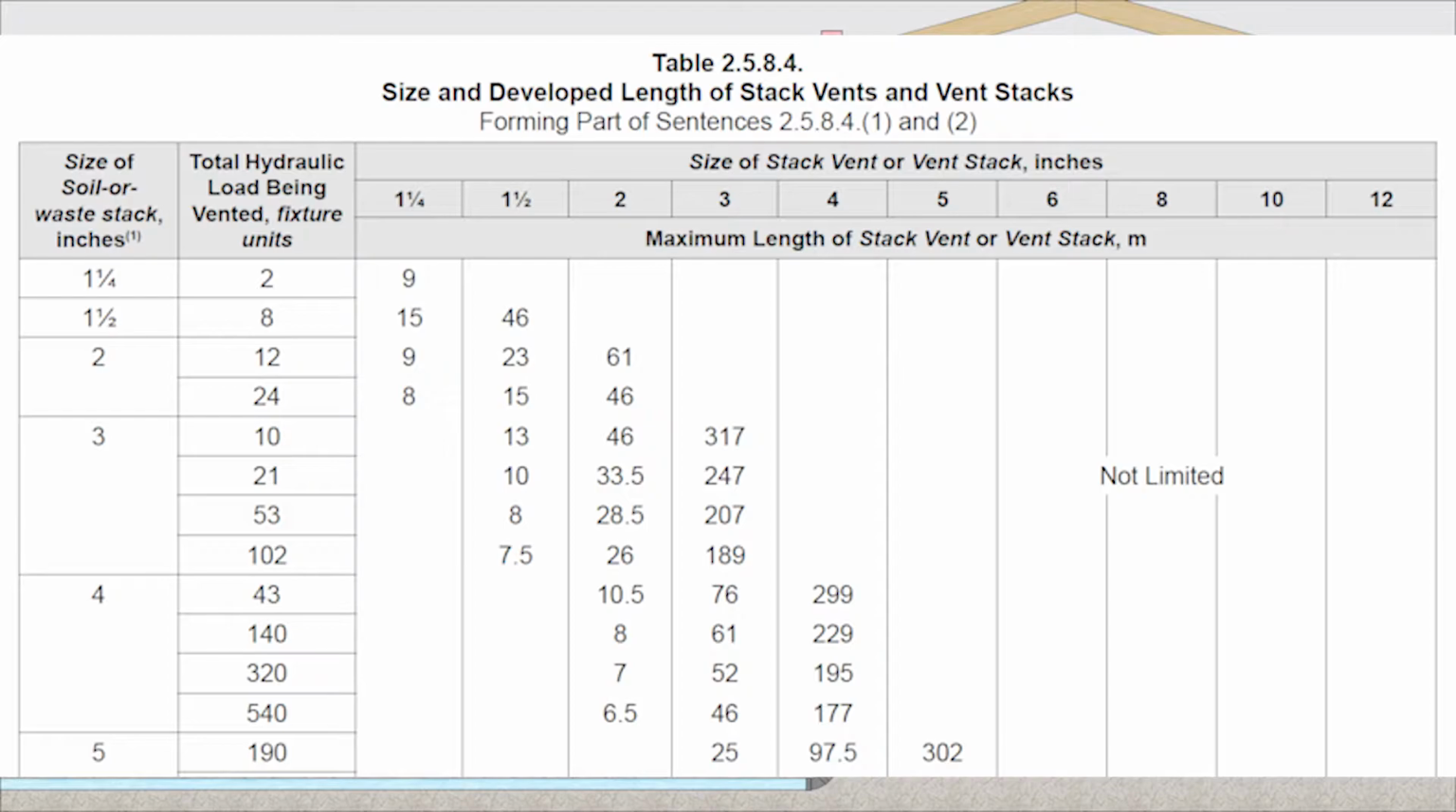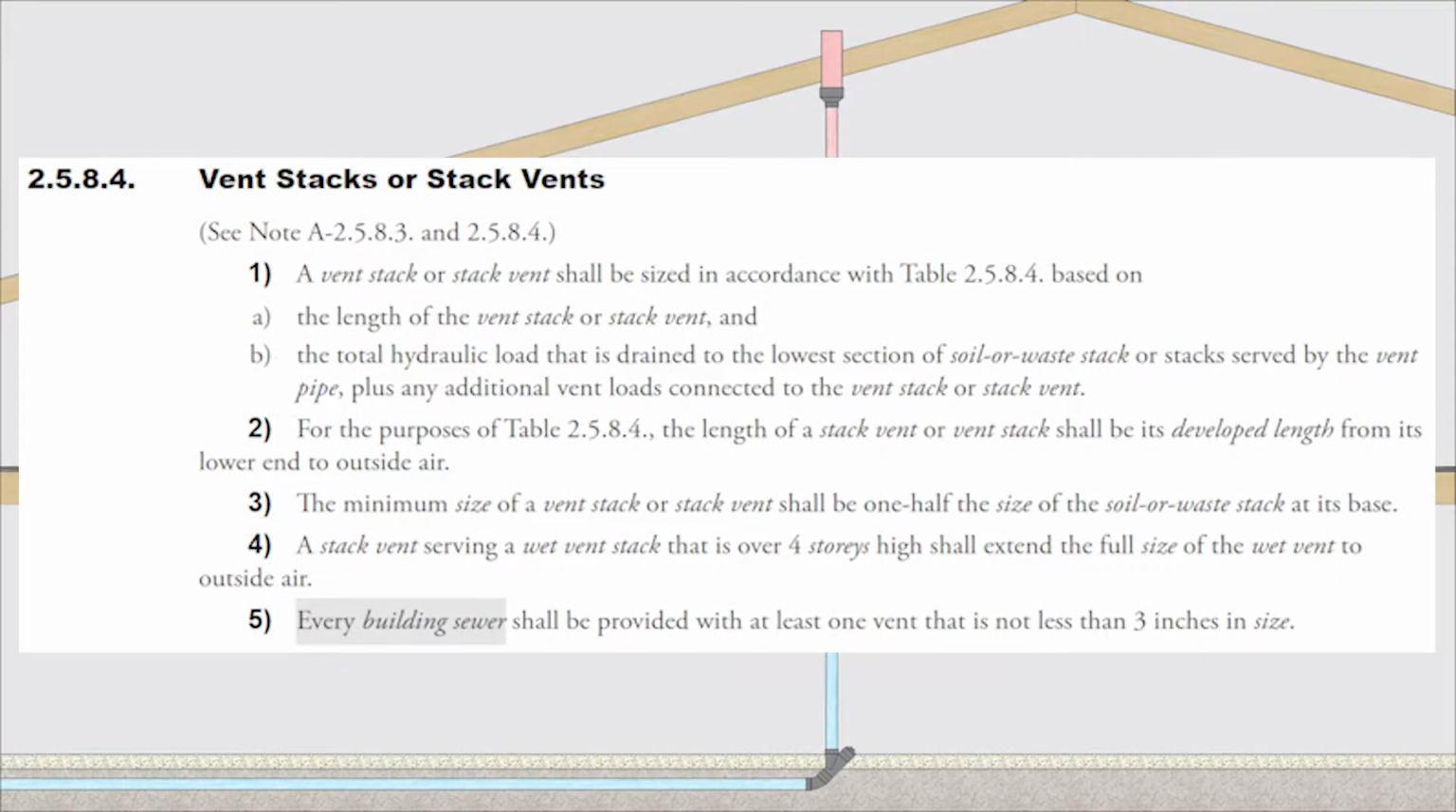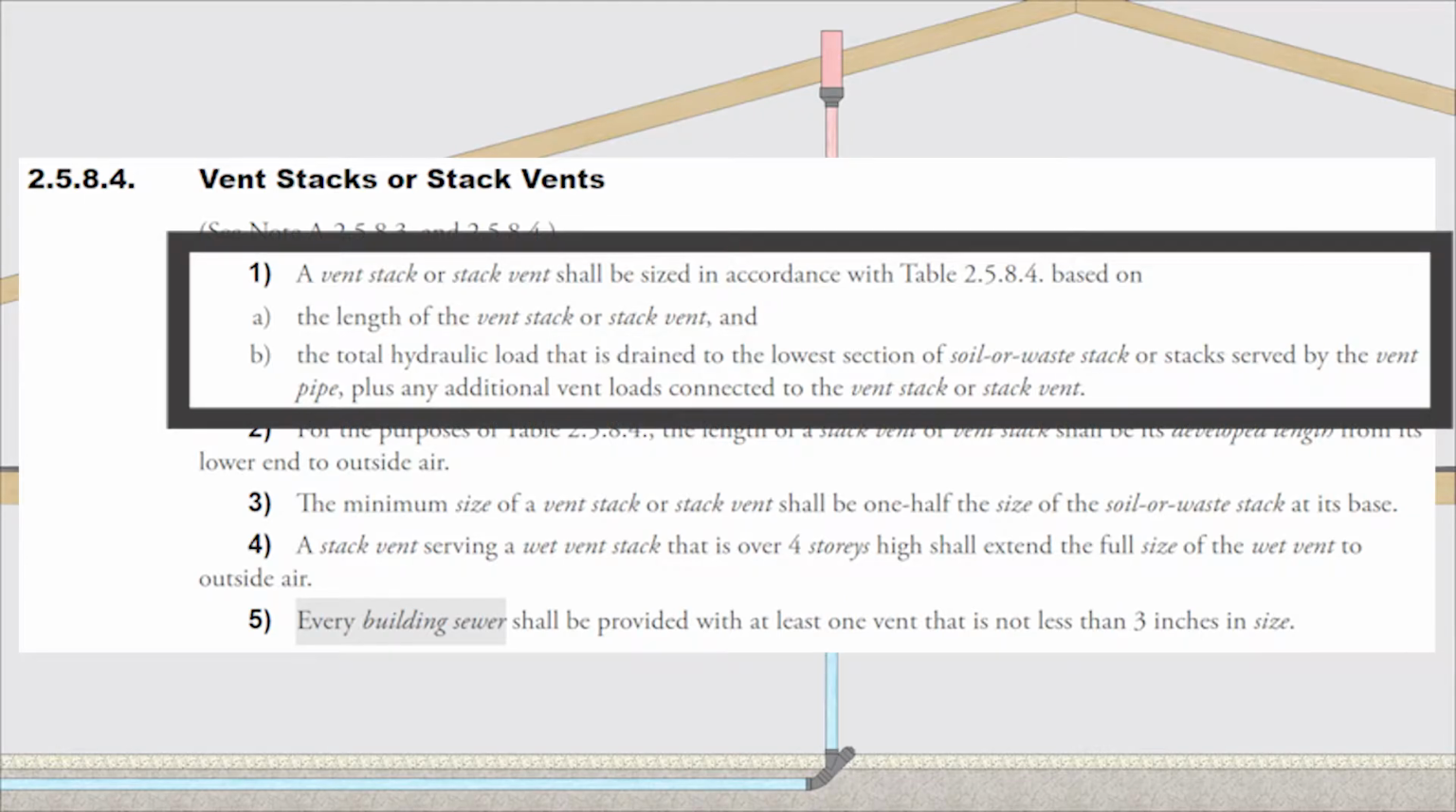Now that seems like a lot of information, but we're going to break it down with a couple examples here. But first we need to go through a couple code clauses that are going to help clarify some of this information. Clause 2584, number 1. A vent stack or stack vent shall be sized in accordance with table 2584 based on the length of vent stack or stack vent and the total hydraulic load that is drained to the lowest section of the soil and waste stack or stack served by the vent pipe, plus any additional vent loads connected to the vent stack or stack vent. The first part talks about the developed length of the pipe.